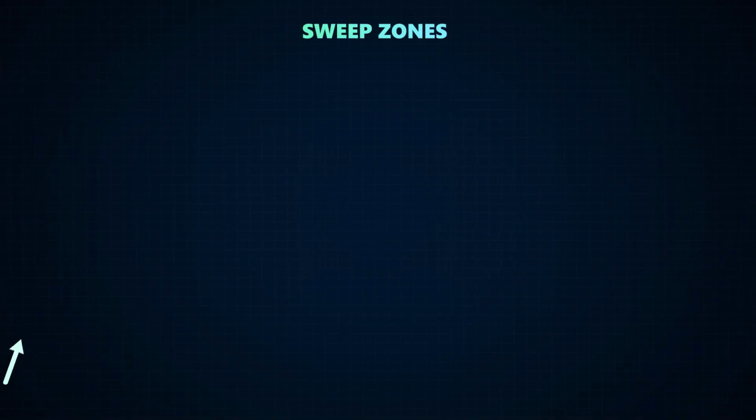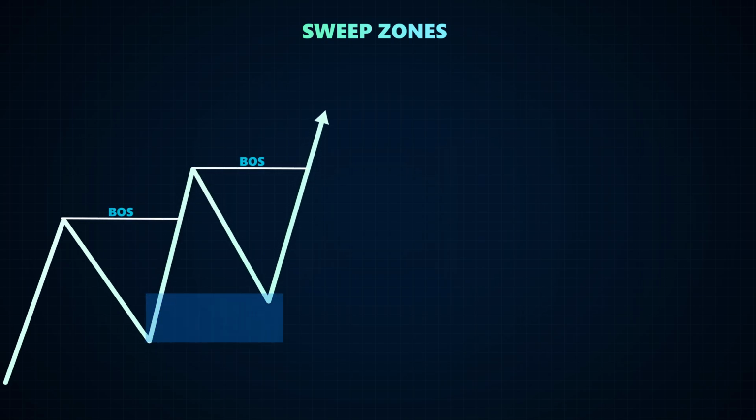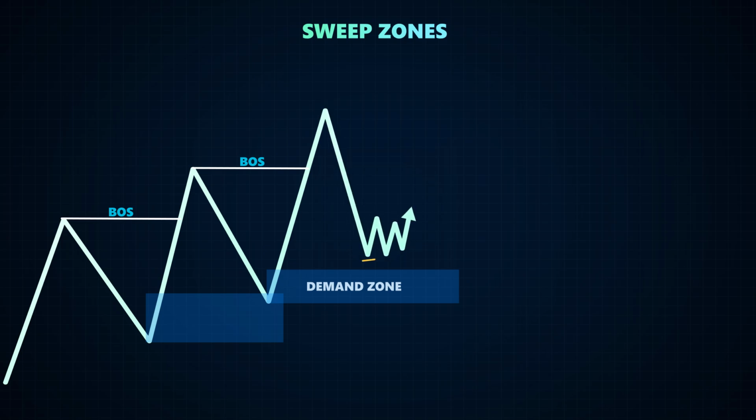Let's break down sweep zones with a simple example. This is a powerful way to spot where the big players are making their moves. Imagine price is trending up, but during a pullback you notice a series of equal lows. This is important. Why? Because those equal lows are where traders are placing their stop losses.